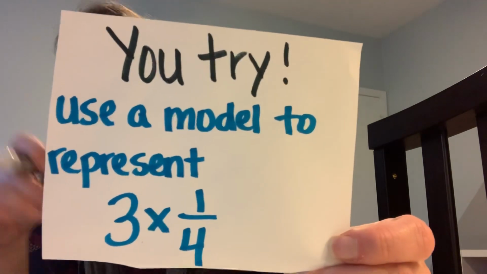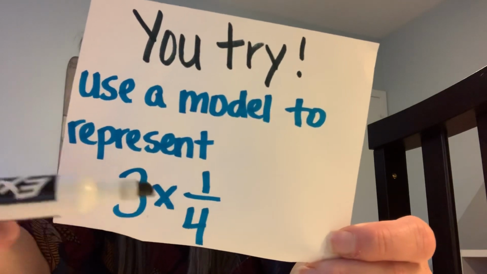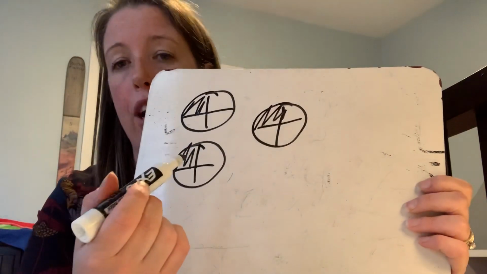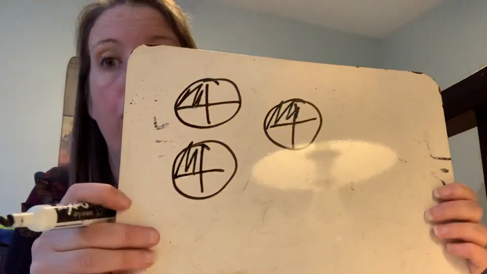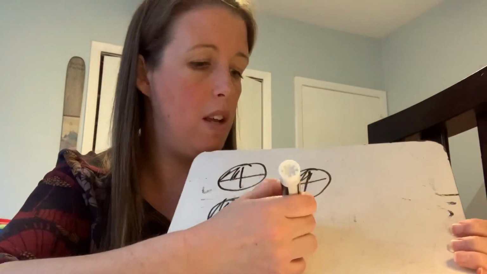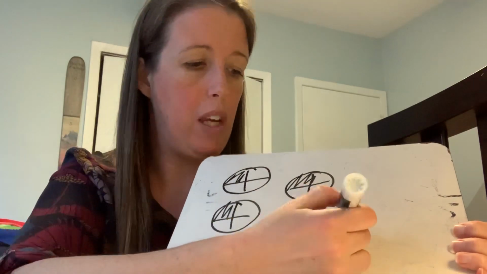Okay, so I just drew my model. I knew my whole was going to have 4 pieces, and I knew I was going to have to draw 3 of them. So 4 pieces, 4 pieces, 4 pieces. I shaded 1 out of all 4 of them. So 1/4, 1/4, and 1/4. 3 times 1/4 equals 3/4.